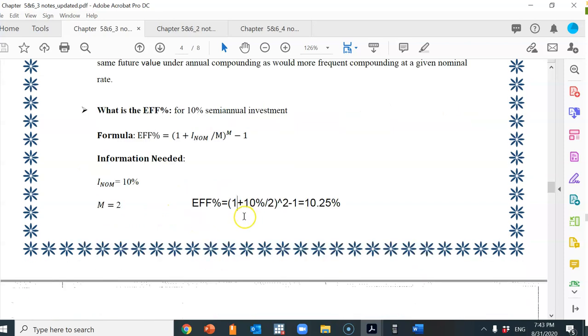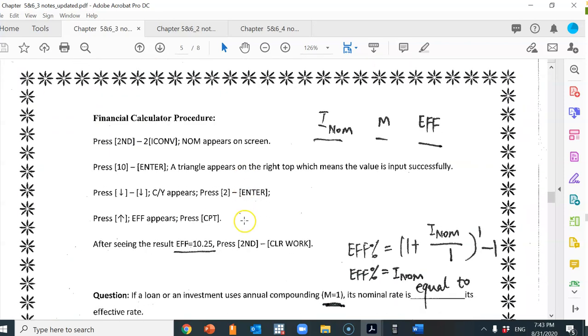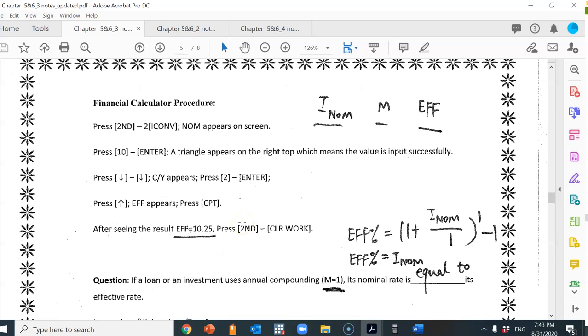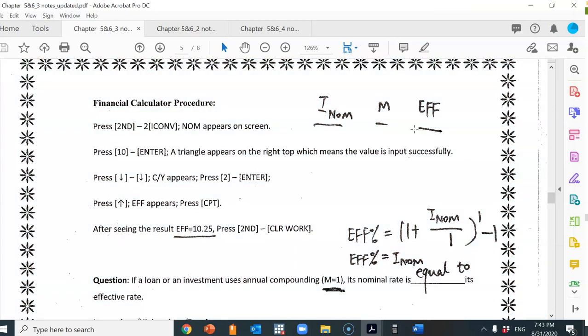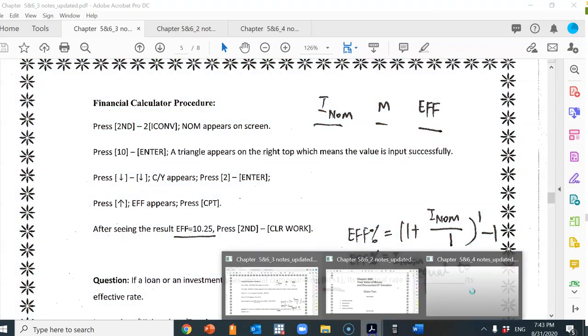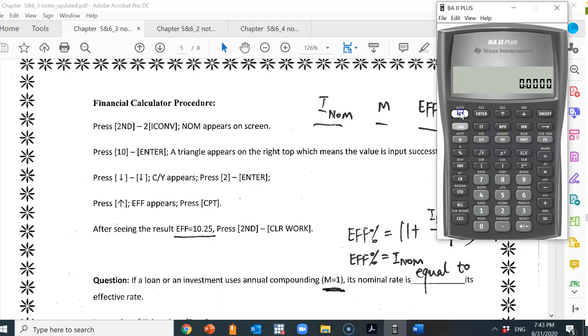Besides using this formula, another way to solve for effective annual rate is using the interest conversion worksheet on our financial calculator. We know the nominal rate, we know M, and we want to know the effective annual rate. So we press second, interest conversion, ICONV, which is the same button as number 2.